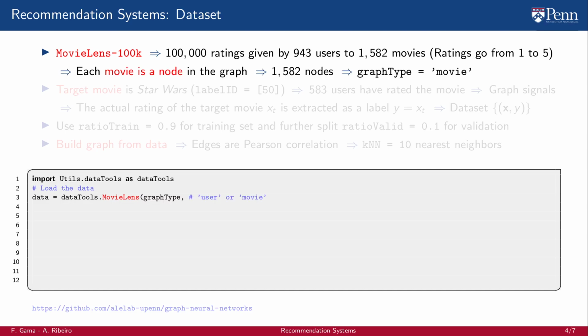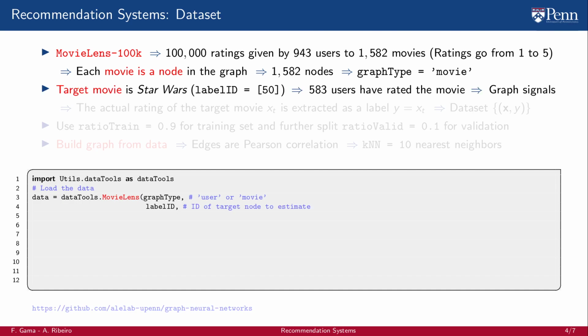First, note that we want each item, or in this case each movie, to be a node. To do this, we need to specify the graph type to be movie. This will give us a graph with 1,582 nodes. Then we need to specify what is the target movie that we want to estimate the rating for. In this example, we select the movie Star Wars, whose label ID is 50. This is the movie with the largest number of available ratings.